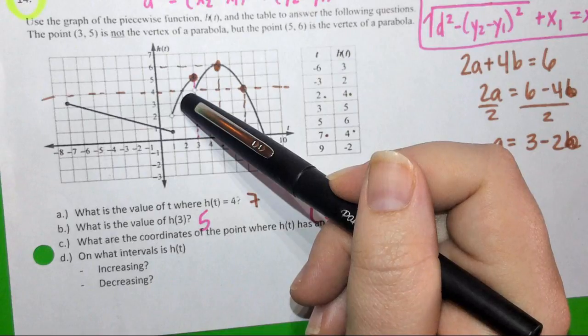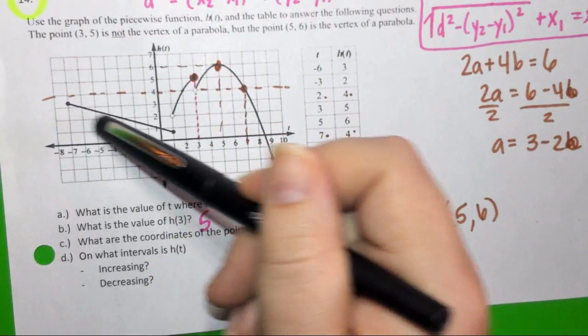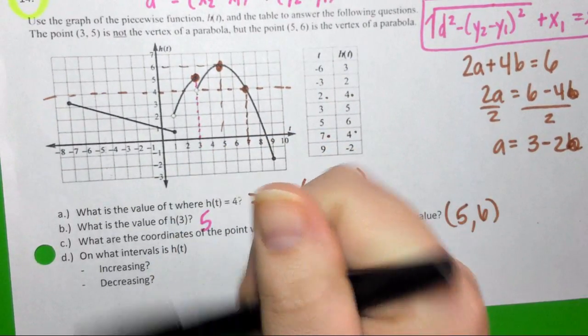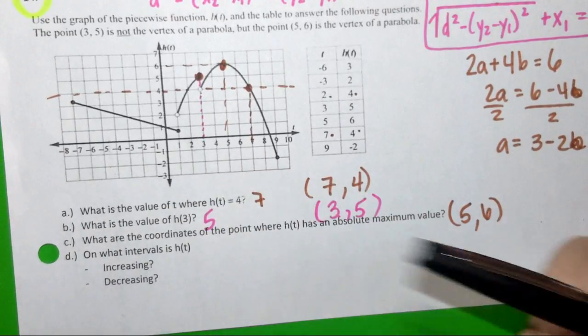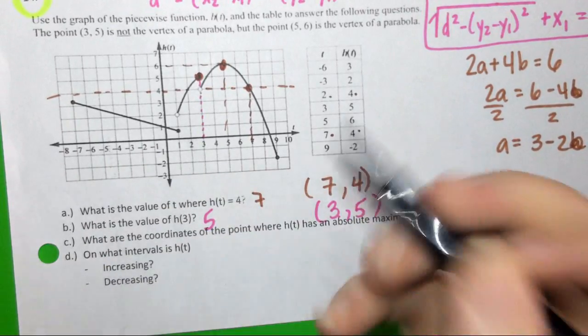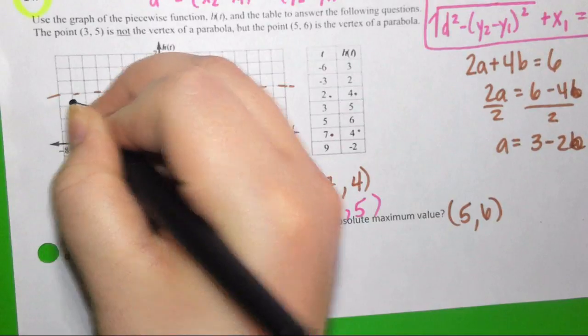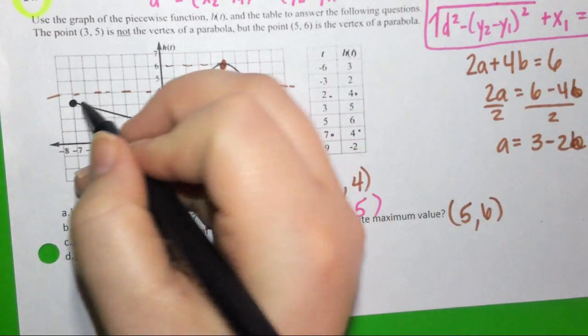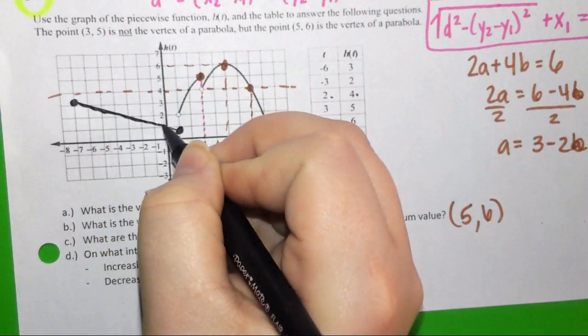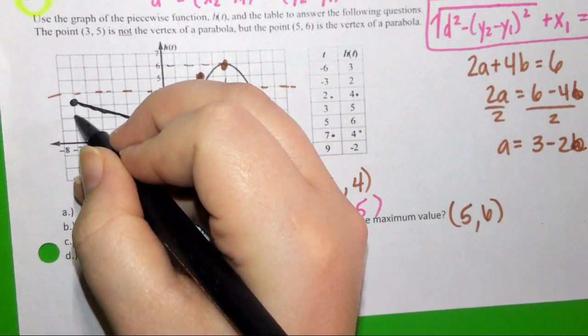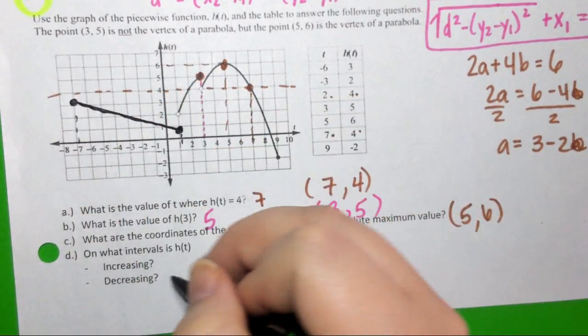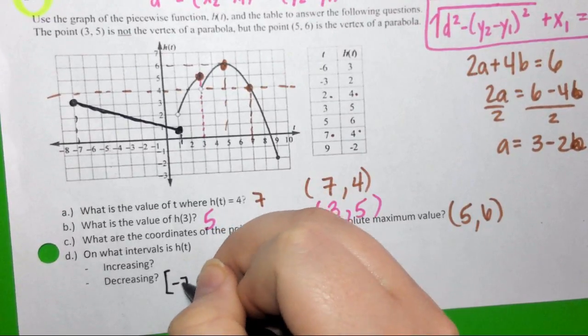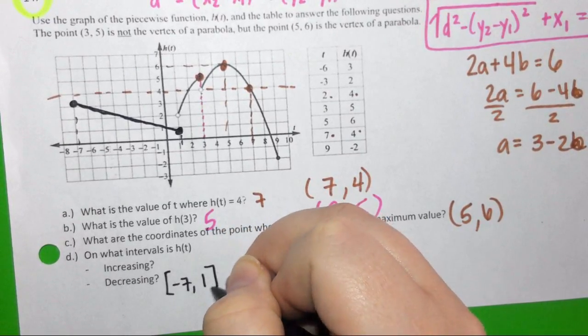If this is our fake roller coaster and we're riding on it, at which points were we going downhill, because that was decreasing, and which points were we going uphill, because that's increasing. So where are we decreasing? If I start here and I go to here, am I increasing or am I decreasing? Decreasing. So from -7 to 1 on the x-axis, I am decreasing. So I'm going to say -7 to 1. Why am I putting it in brackets?